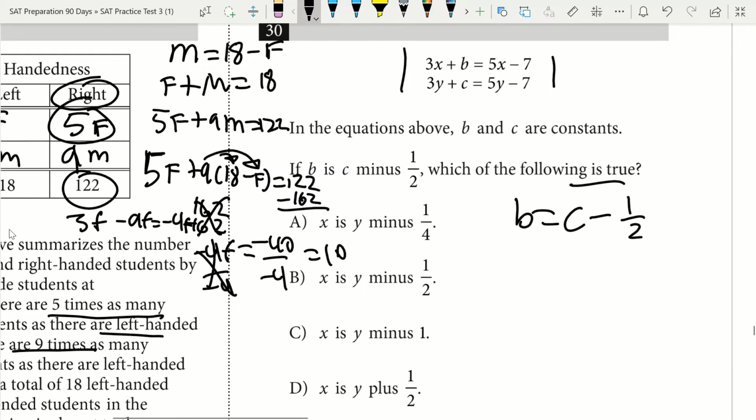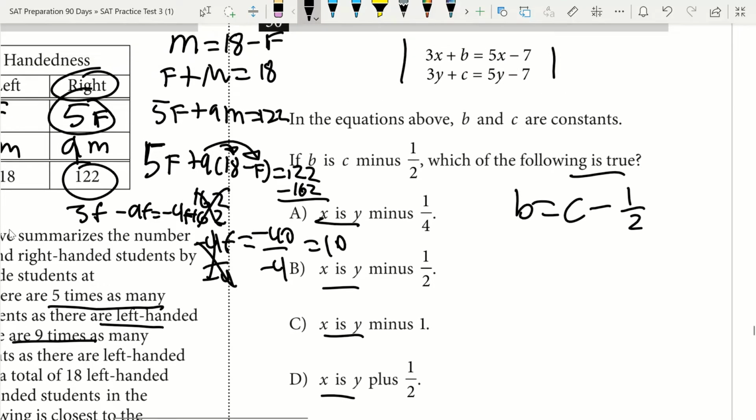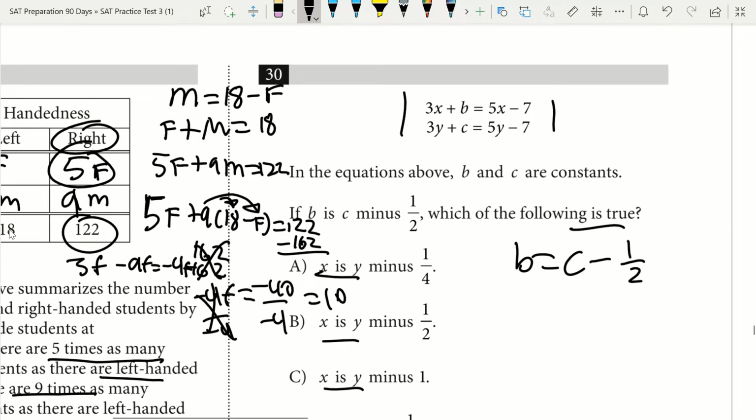Because I look at my answer choices and they all say X is Y and then plus or minus something, so I have to solve for whatever X is, right? So if I want to solve for what X is, I want to get both of these equations up here equal to the same thing. So what I'm going to do is subtract 5x from each side and subtract 5y from each side.